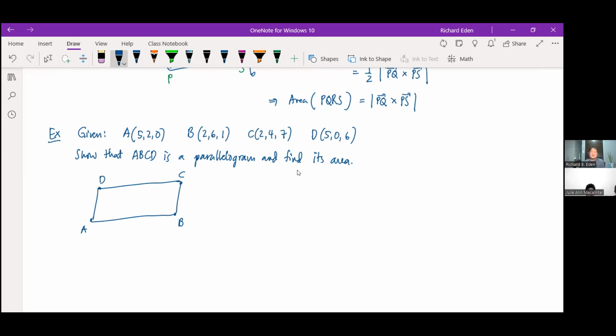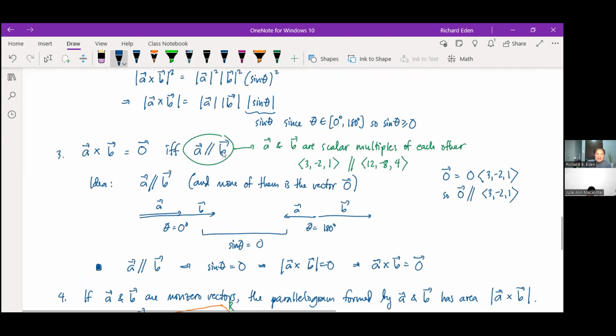Okay. So what defines a parallelogram is that AB and DC must be parallel. AD and BC must also be parallel. All right. But when you have vectors, we have an easy way to determine when 2 vectors are parallel. All we got to do is show that they are multiples of each other. That would be enough to show that 2 vectors are parallel.